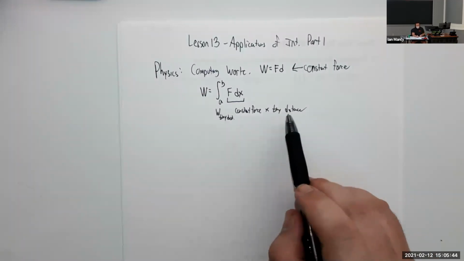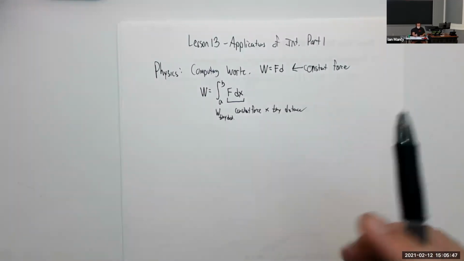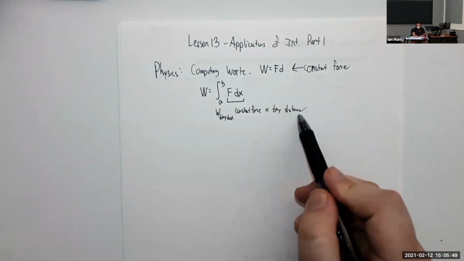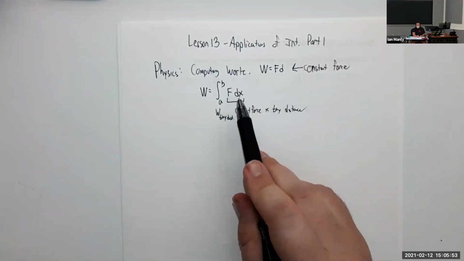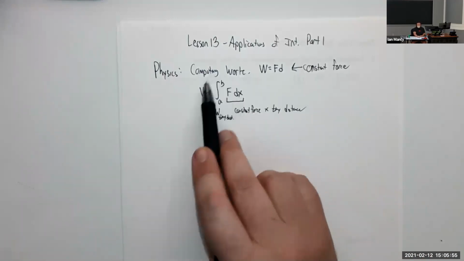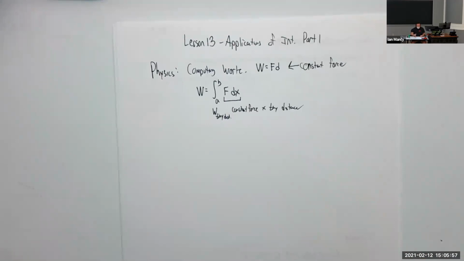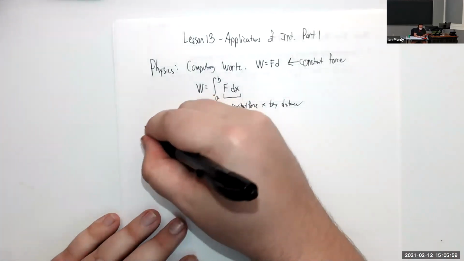So we have all these little micro works that we're computing where we exert a constant force over a tiny distance, but then maybe each tiny distance we go, the force is changing. So that's kind of how this is going, and this is where the formula comes from. So let's take a look at an example of this.